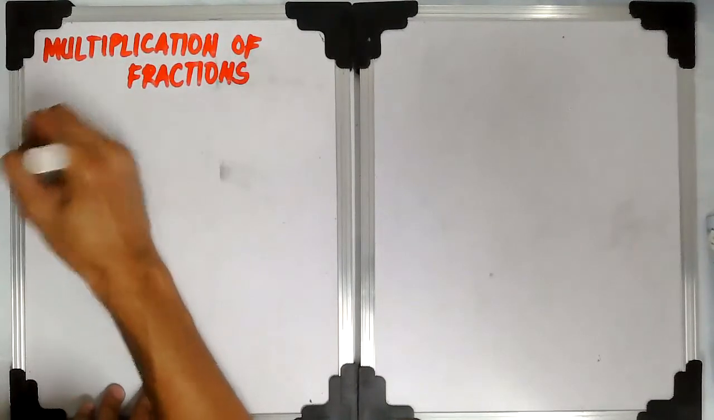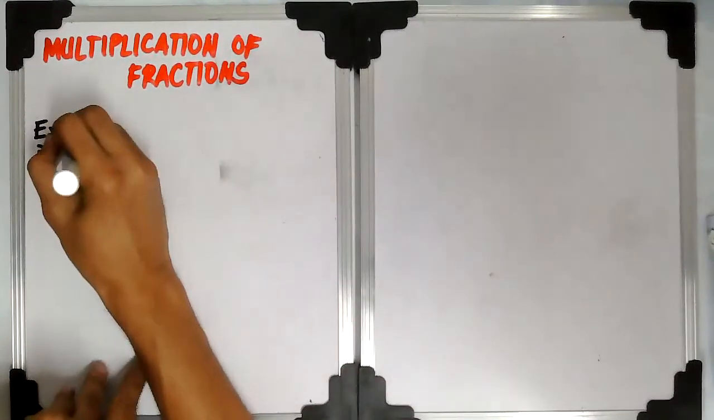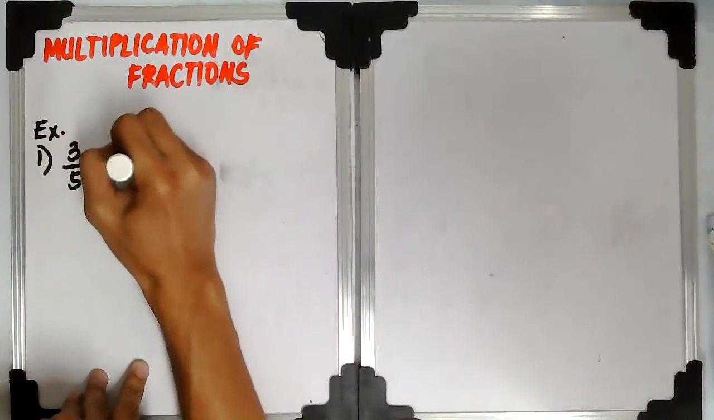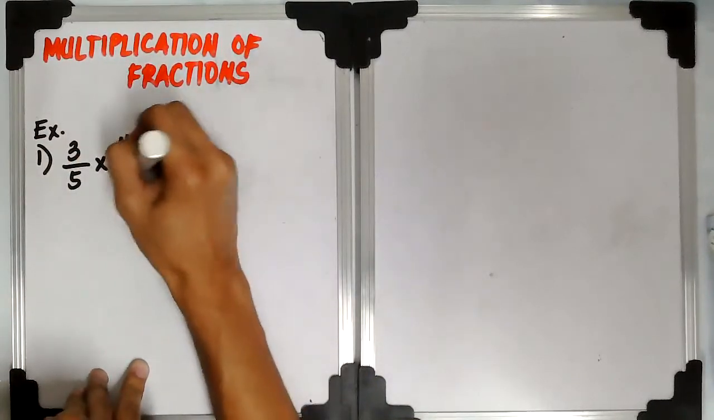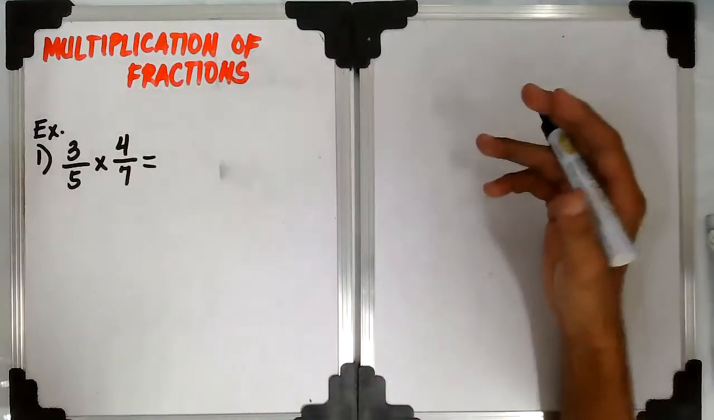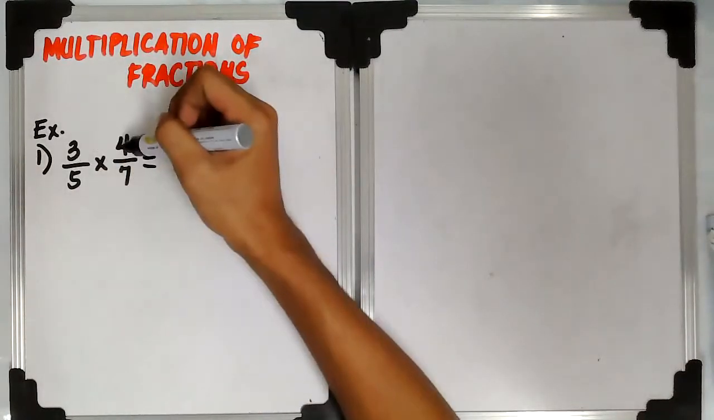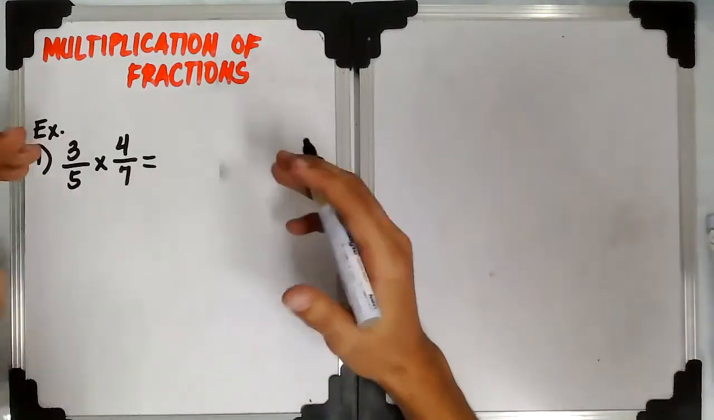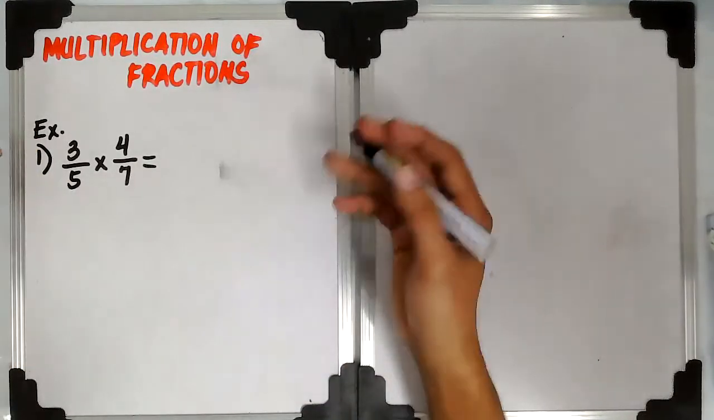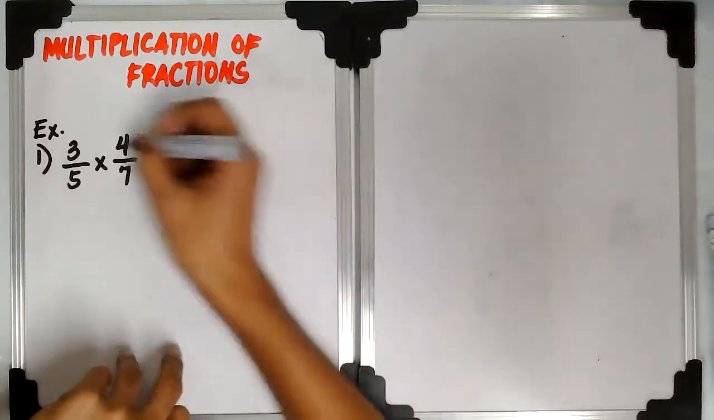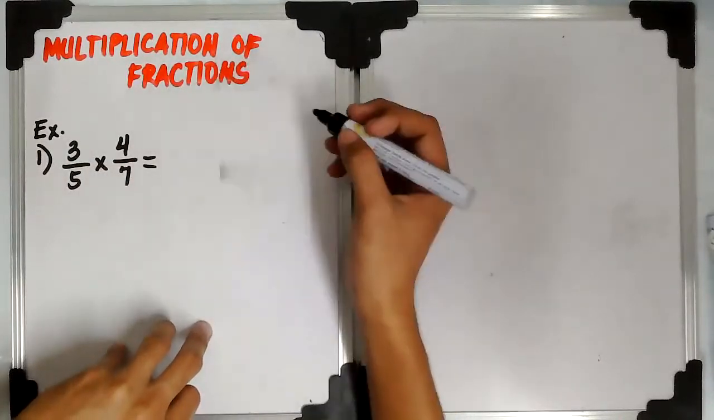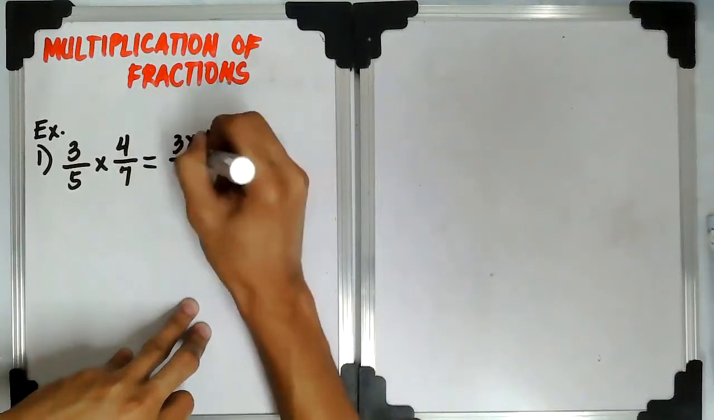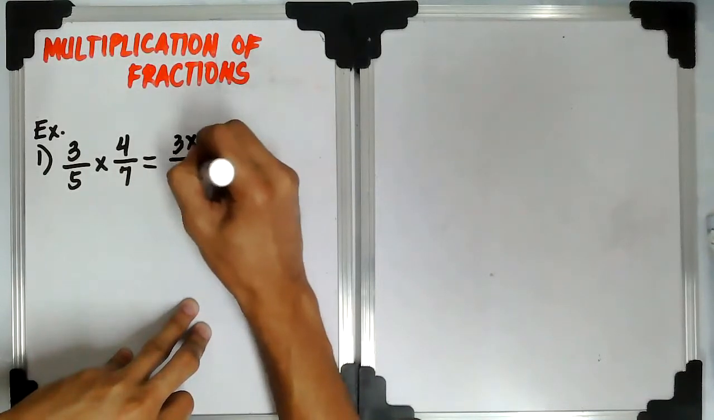Example number 1. So you're going to get the product of 3 over 5 times 4 over 7. Now, the concept of this is very simple. You just have to multiply the numerator to numerator and the denominator to the other denominator. And if ever the product is still simplifiable, we have to do the simplification. Let's say, for example, number 1, as we continue to solve this, this will be equal to 3 times 4 all over 5 times 7.